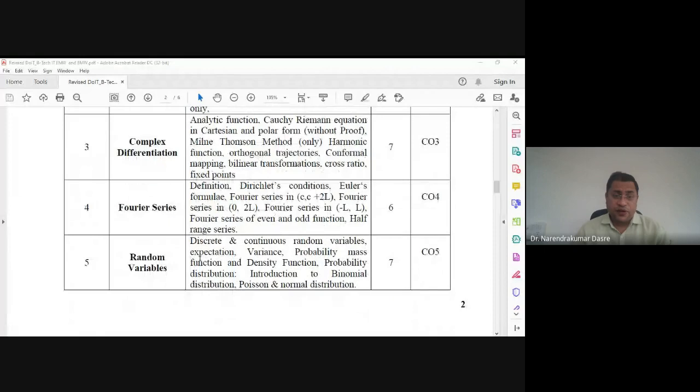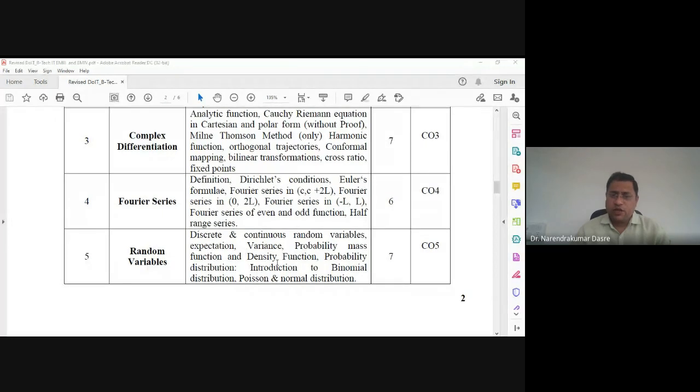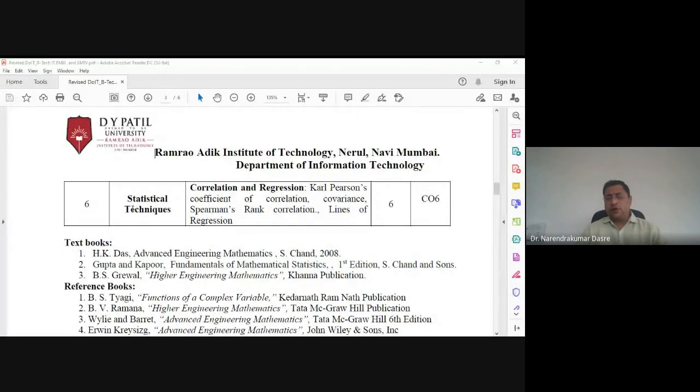In random variables, we'll try to understand both discrete and continuous variables, and then their parameters like expectation, variance, probability mass function, probability density function, and the distributions of these random variables. So we'll go with the standard distributions like binomial distribution, Poisson distribution, and normal distribution. And then statistical techniques. Here we'll go with correlation and regression. Regression will give us a model, and correlation will decide how good that model is.